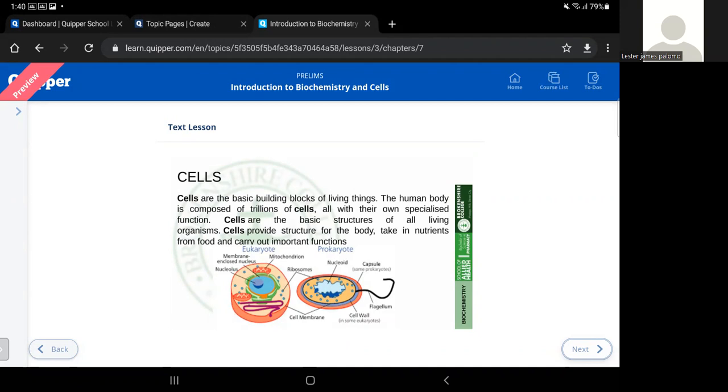The human body is composed of trillions of cells, so very many, all with their own specialized functions, because a group of cells or tissues performs a specialized function. Cells are the basic structures of all living organisms and provide structure for the body, take in nutrients from food, and carry out important functions. And a cell can be classified as either a eukaryotic or a prokaryotic cell.